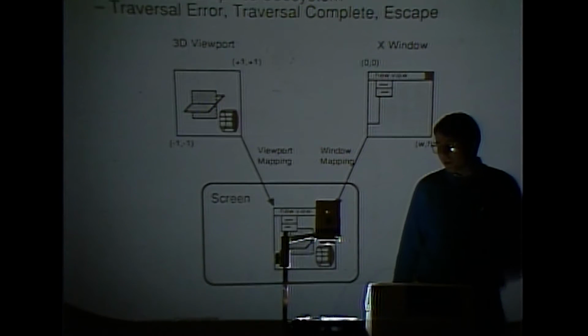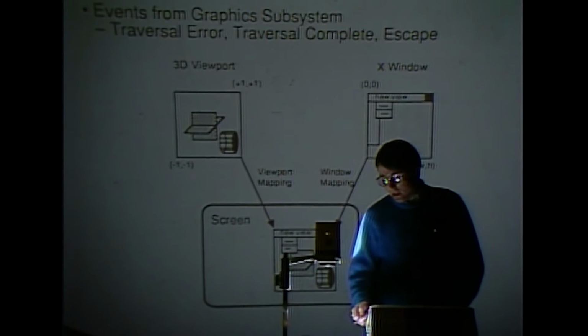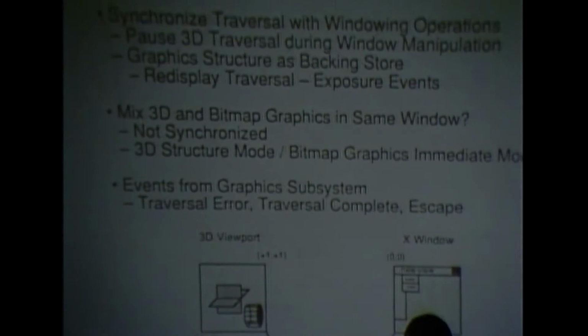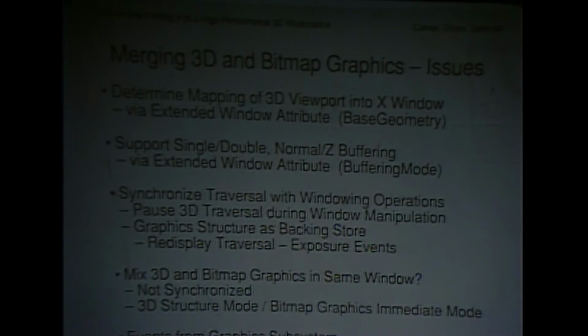There are some issues that are raised when trying to do 3D graphics into bitmapped windows. One is how do you map the 3D images into an X window, where typically 3D graphics wind up being mapped into some canonical volume here, in our case from -1,1 to +1,1, which is square. And X window bitmap graphics are defined as far as pixel locations in a window, which may not necessarily be square, so you have questions as to how do you map that data.